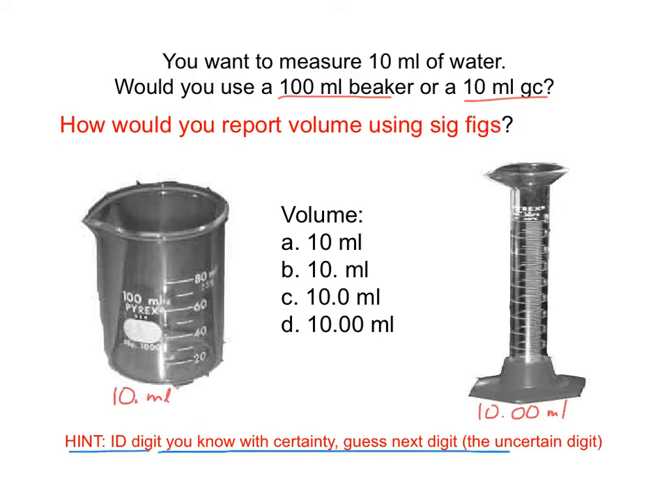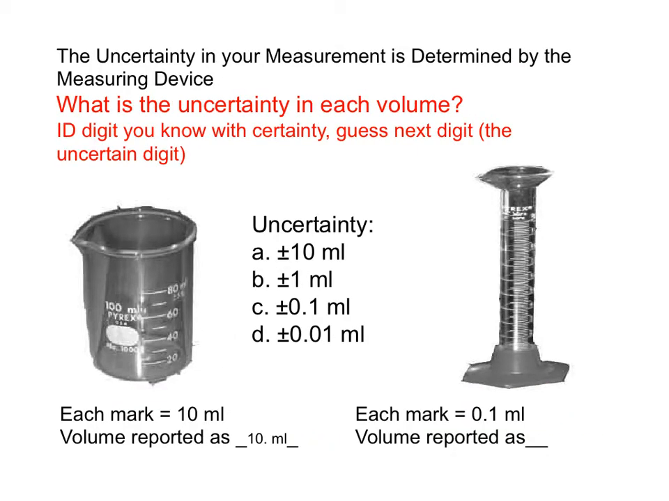Here are the answers. For the beaker, each line on the beaker represents 10 mL. That means the tens place is the digit we know with certainty. That means we can guess at the ones place, which is the uncertain digit. For the 10 mL graduated cylinder, each line represents 0.1 mL. That means the tenths place is the last certain digit. That means we can guess at the hundredths place, which is the uncertain digit. You reported the volume of 10 mL of water using each volume measuring device.